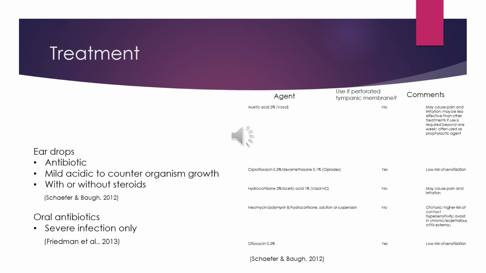Physicians will usually prescribe ear drops to treat otitis externa. Antibiotic eardrops are used to fight the infections. They can be either fungal or bacterial. Ear drops can also be mildly acidic to counter the organism growth. These drops can also be with or without steroids to counter the inflammation and the itching experienced by the person.